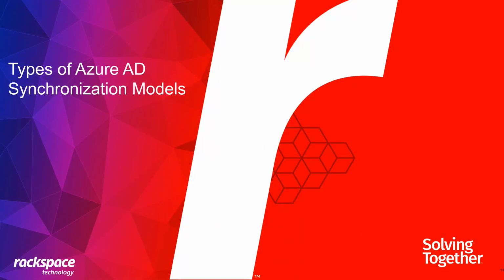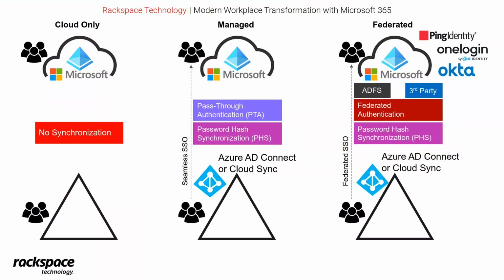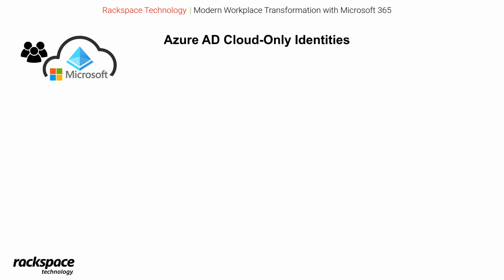So the types of Azure AD synchronization models. Now, what I'm going to get into here is, you might already be synchronizing identities to Azure AD, or you might be just getting started here. Either way, we're going to cover all of the bases. Now, there are different kinds of synchronization models when it comes to identities. The first one is actually not a synchronization model, but it's really cloud only. And then there's two other synchronization models known as managed and federated. Let's go through each of these a little bit more closely.